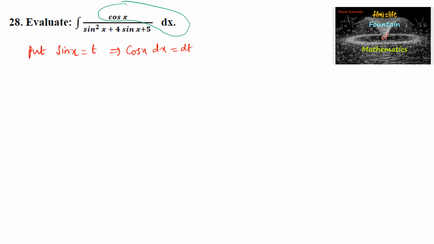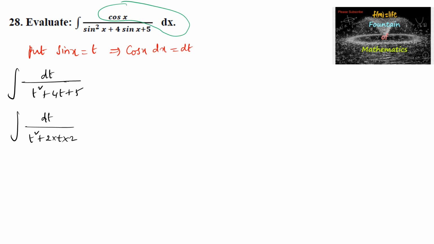So our integral can be taken as dt upon t square plus 4t plus 5. This can be simplified as dt upon t square plus 2 into t into 2 plus 4, which can be written as 2 square plus 1. So it is the integral of 1 upon (t plus 2) whole square plus 1 dt.